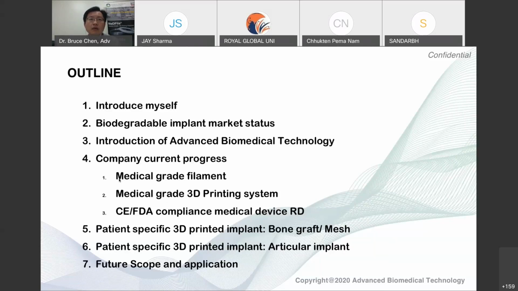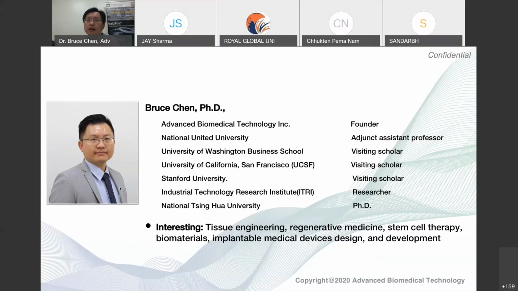And finally, I will show some results. Right now we have several large animal study results and some histology, especially focusing on bone graft and the mesh or some articular implant. I'll introduce myself a little bit.